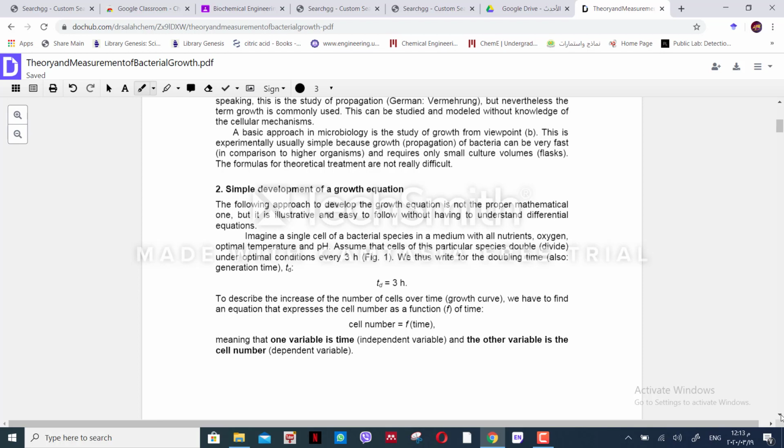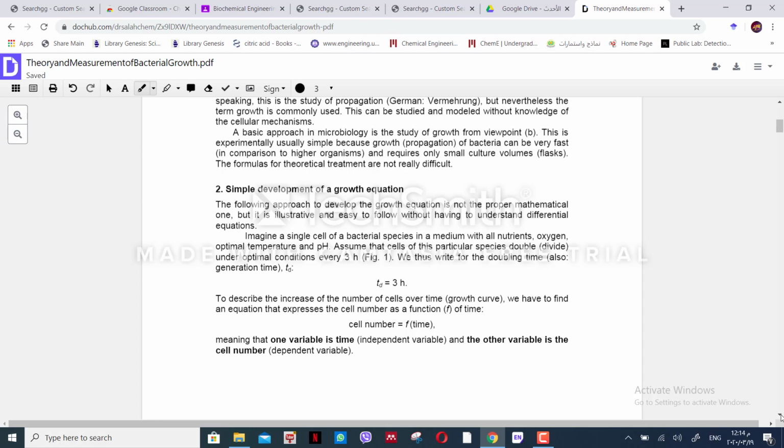Imagine a single cell of a bacterial species in a medium with all the nutrients, oxygen, optimal temperature and pH. Assume that the cell of this particular species doubles or divides under optimal conditions every 3 hours, as we saw in figure 1. We thus write for the doubling time, also called generation time, T subscript D equal to 3 hours. To describe the increase in the number of cells over time, the growth curve, we have to find an equation that expresses the cell number as a function of time.